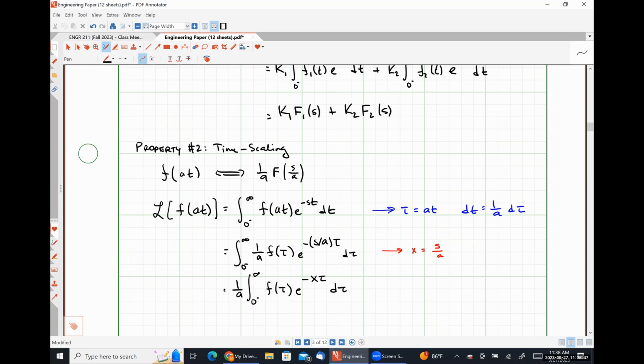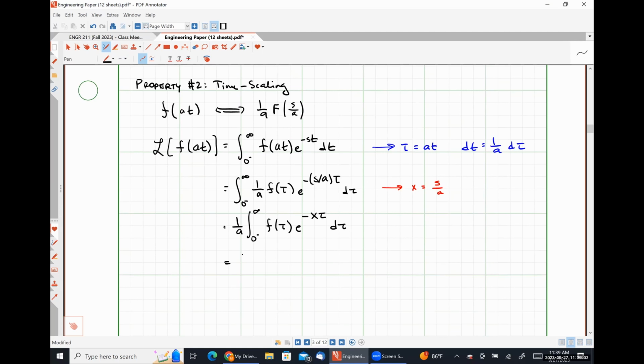What does everything except 1 over a here look like? The definition of the Laplace transform, except that s has been replaced by x, right? So that's going to look like 1 over a times capital F of x, which is the same thing as 1 over a times F of s over a, right? So stretching in time results in a compression in frequency as well as a reduction in magnitude.